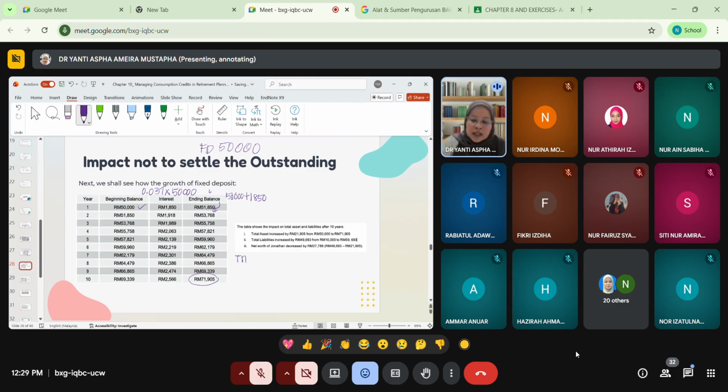So at T equals to 10, total asset is 71,905, while the total liability is 59,693. What happens to the net worth? So net worth is now 12,000. Yeah, so if you take 71,905 minus the total liabilities, you get net worth of RM 12,202.